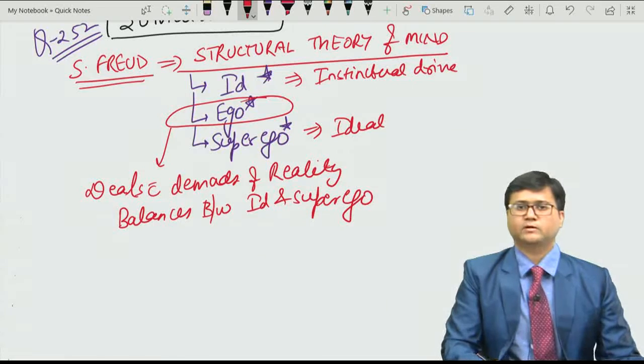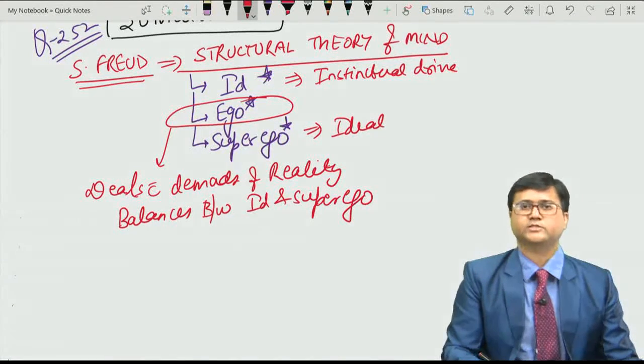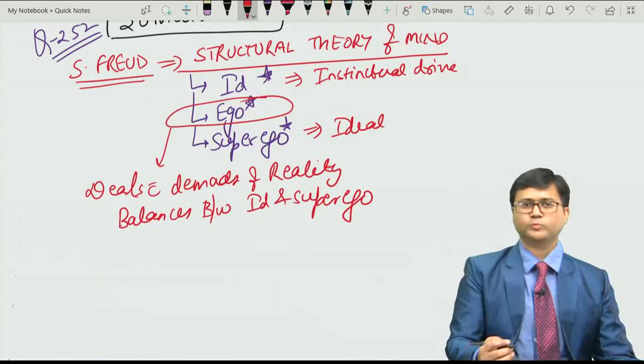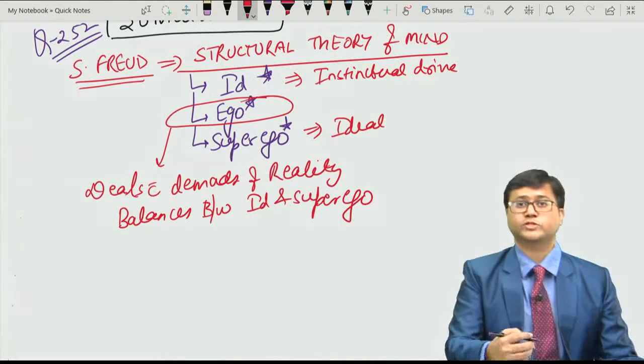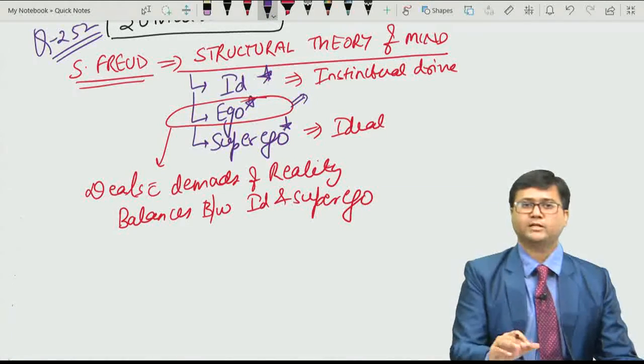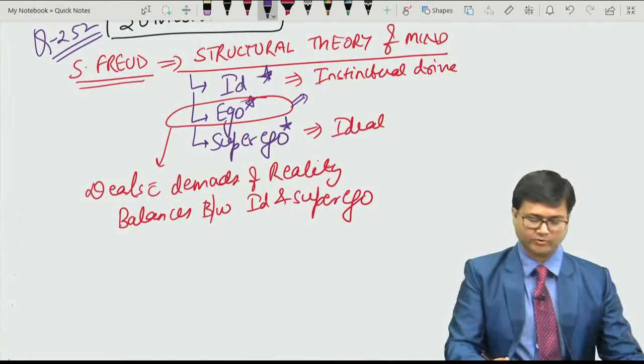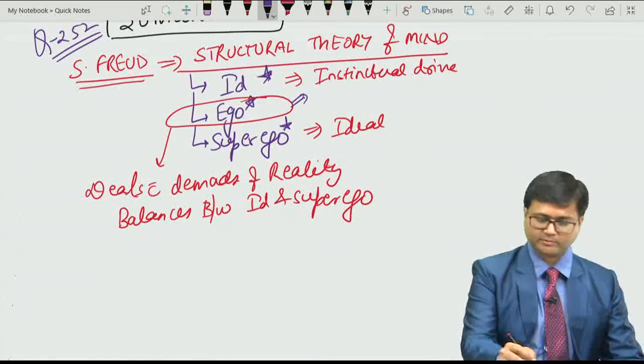So for example, while a child is studying, the id may say just go out and play, while the superego may say no, you have to study for at least 4 hours. So here the ego comes to the rescue and balances both and says let's study for 2 hours and then we can go and play. So this is how ego generally works. So it balances.